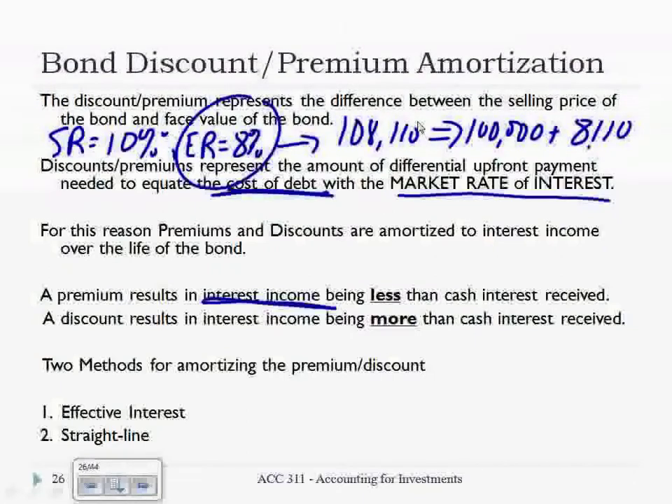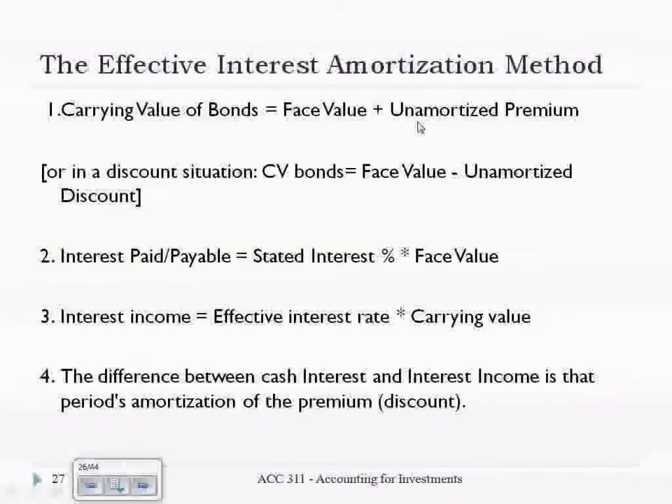And there are two methods for amortizing the premium or discount: the effective interest method or the straight line. We really want to focus on the effective interest method because what GAAP suggests is that it's the best method to use unless there are no material differences. So we'll talk a little bit about the straight line, but we need to know the effective interest method. All right, so let's walk through this and see how it looks.